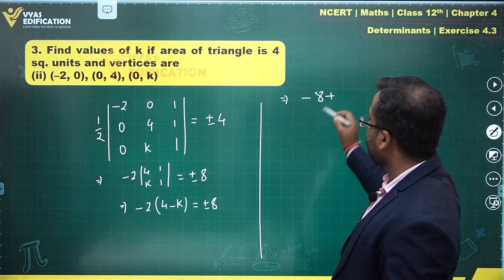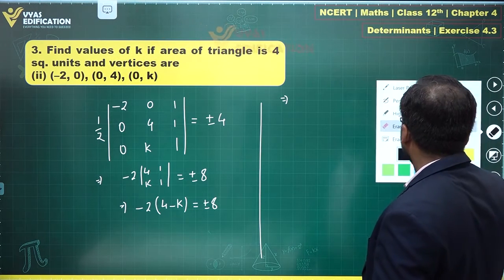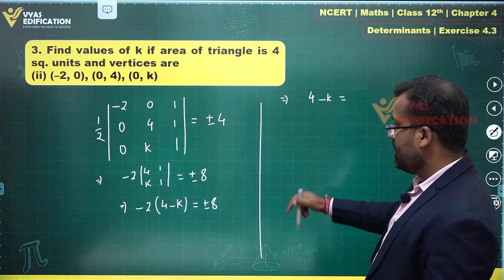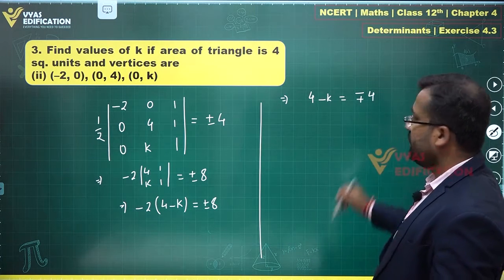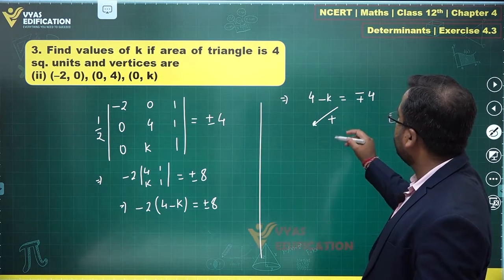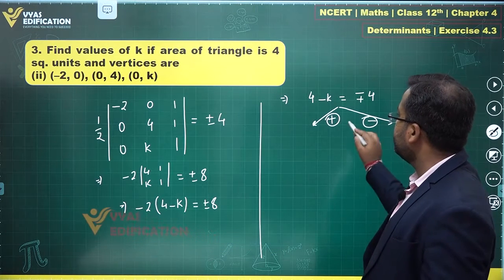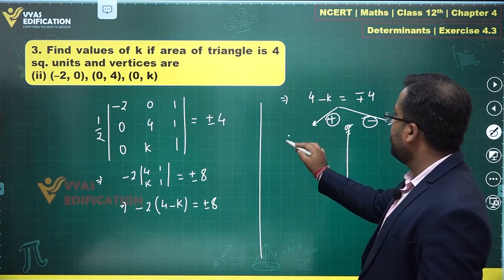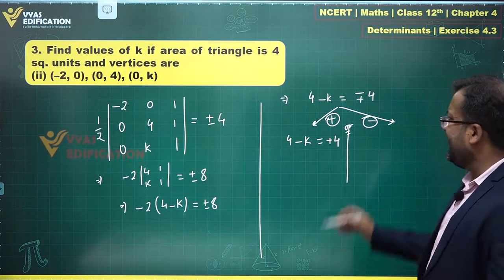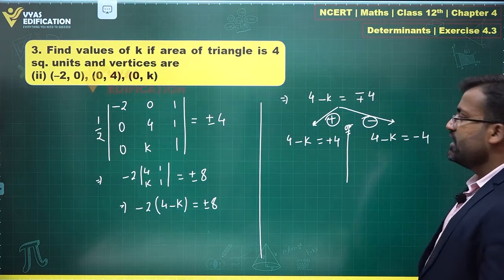minus 8 plus 2K, or for that matter, let me divide by minus 2 first. What you get is K minus 4 is equal to minus plus 4, dividing by minus 2 both sides. And the plus sign will give me something, the minus sign will give me something else. What you get is 4 minus K is equal to plus 4 using the plus sign, or you get 4 minus K is equal to minus 4 using the minus sign.